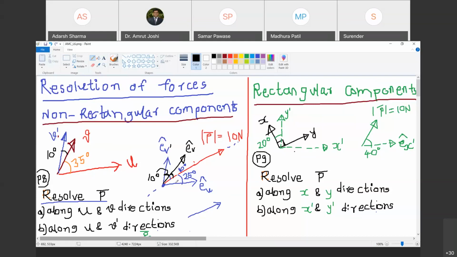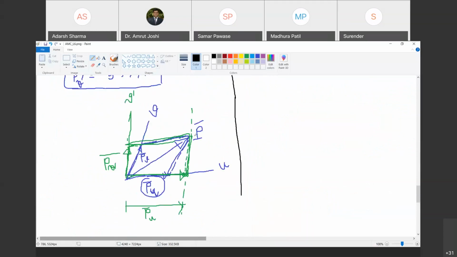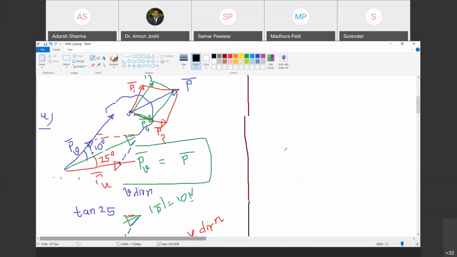Point number three. Even if we maintain one direction constant, let us say we are going to resolve the force along U for sure, but if the other direction changes, that means from V, if we change it to V dash, then both components along both the directions do change. And I have proved that to you by drawing a graphical representation here. I hope you remember this. Yes, sir. Okay. Now let us proceed further.